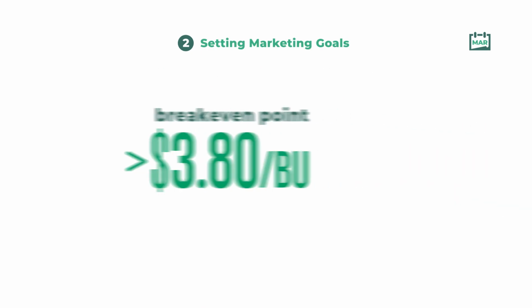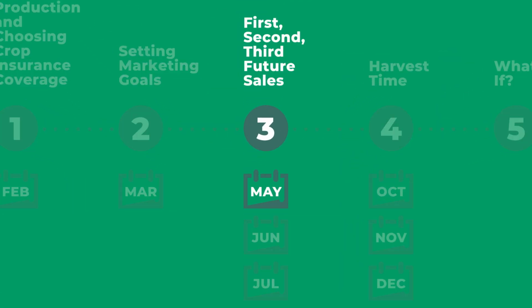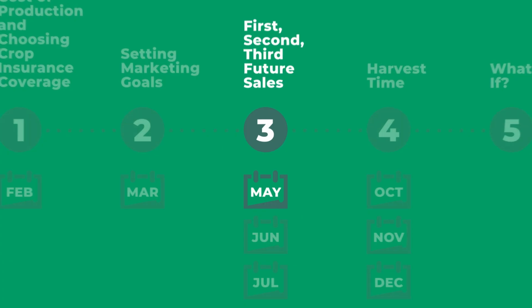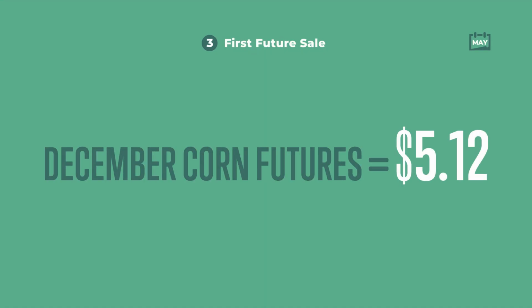This means you need to sell the crop for more than $3.80 per bushel in order to have a profit. Let's see how this plays out during a growing season. It's May. You've just finished planting your 100 acres, and you notice the December futures price for corn is $5.12.